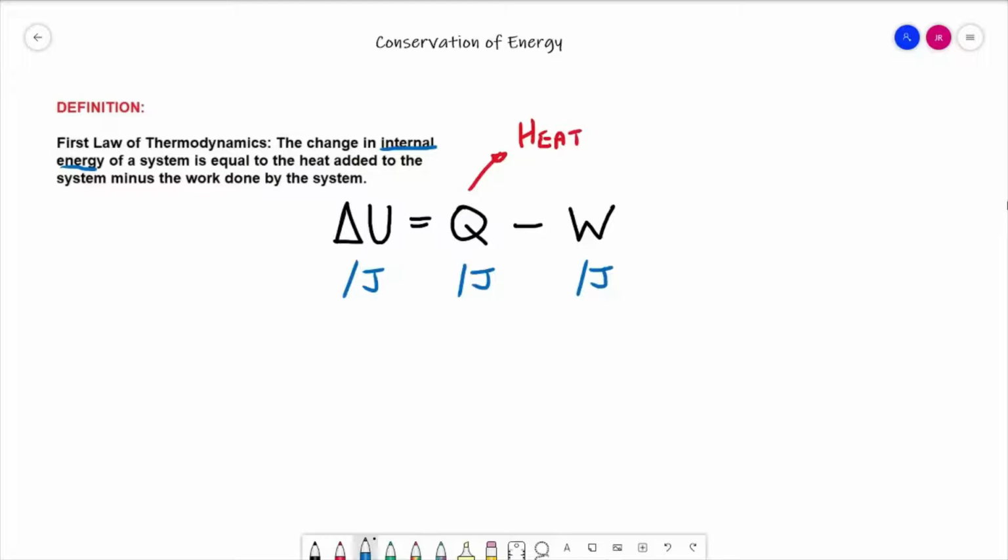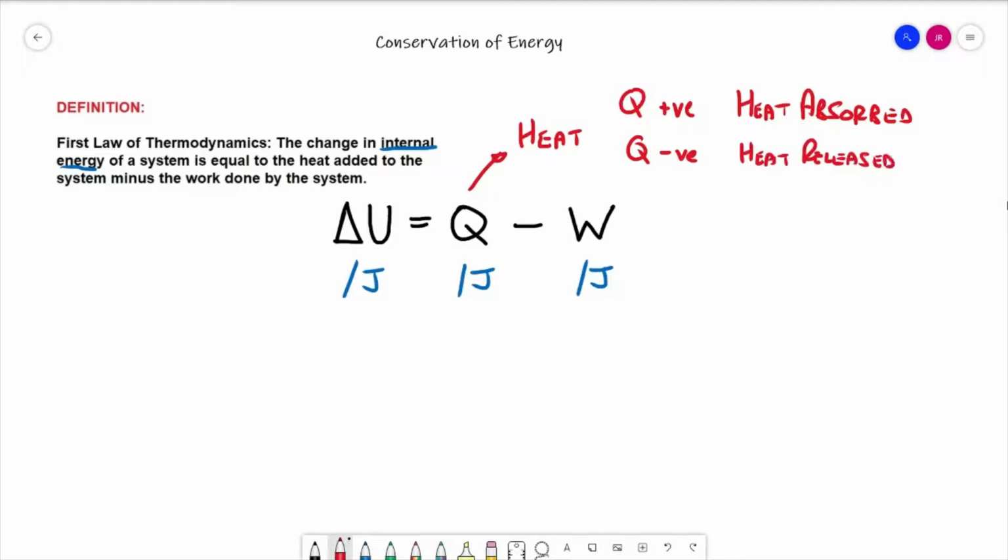Now, to explain the minus sign in this equation, we need to understand what positive and negative mean for both heat and work done. So let's have a look at heat first. For the substance itself that we're studying, if Q is positive, that means that heat is being absorbed. And on the flip side of that, if Q is negative, then heat is being released by the substance. So if we're heating it up, absorbing heat, Q is going to be positive, and if Q is negative, then heat will be released and it will be cooling down. From the work done point of view, if work done is positive, then what we're saying is that work is being done by the system.